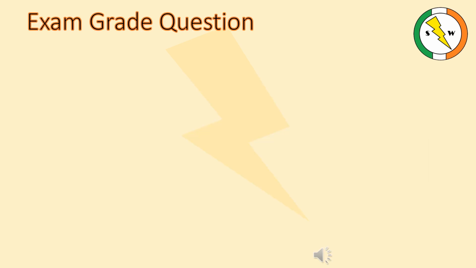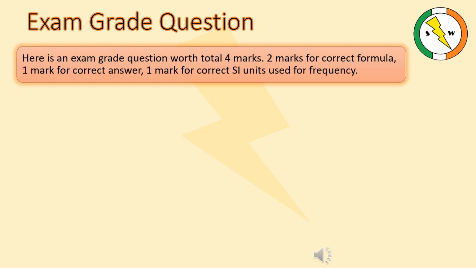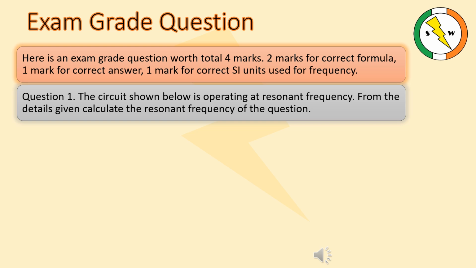So here's an exam grade question worth a total of 4 marks. So 2 marks for the correct formula, which is half of the marks for the question overall. So that's 50% for just writing the formula. 1 mark for the correct answer, and 1 mark for the correct SI unit used for frequency, which is hertz or Hz. So again, like I said, this is easy marks in your exam. There's no reason to fail this one. Question 1. The circuit shown below is operating at resonant frequency. From the details given, calculate the resonant frequency of the circuit.